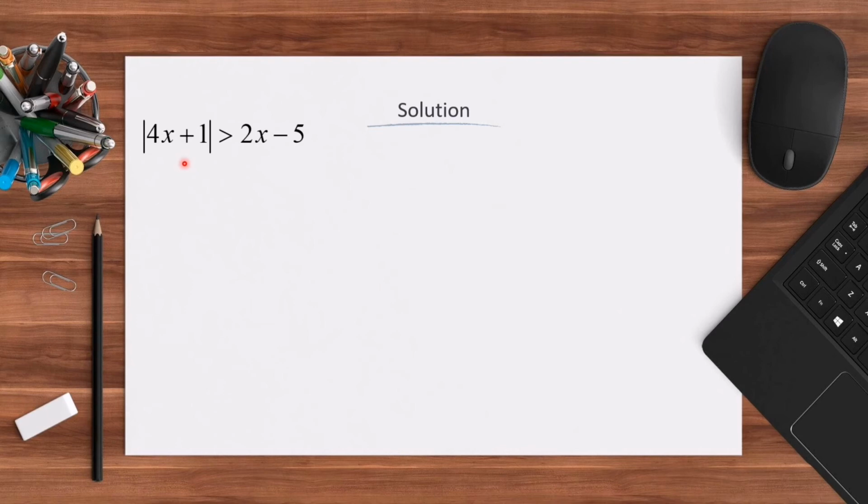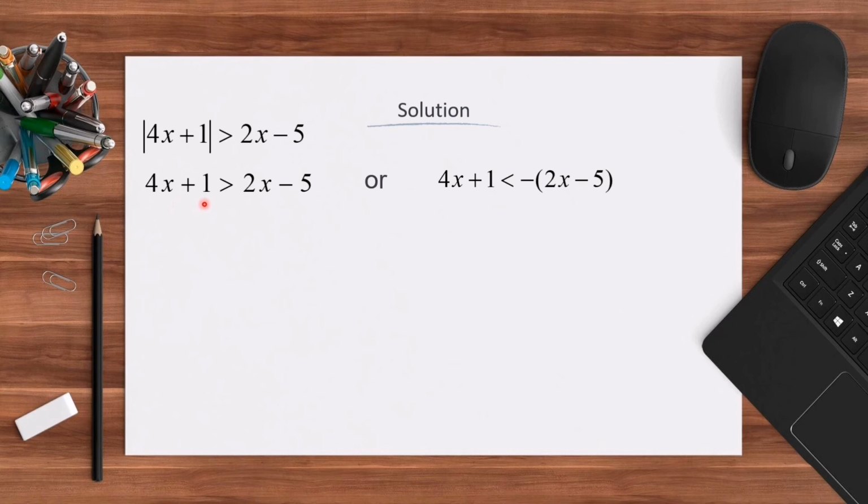The solution for question absolute value 4x plus 1 more than 2x minus 5. This expression can be written as 4x plus 1 more than 2x minus 5 or 4x plus 1 less than negative 2x minus 5. And then we solve separately these two inequalities.